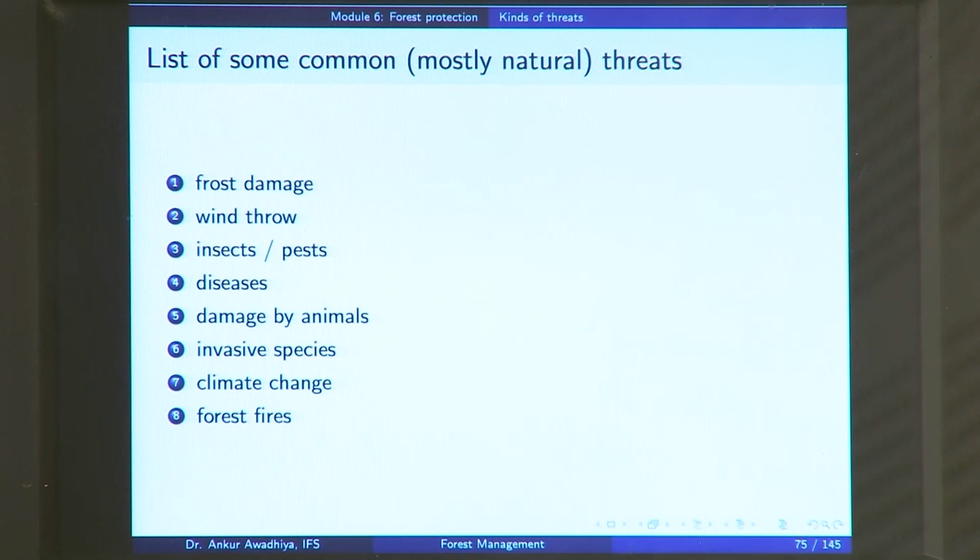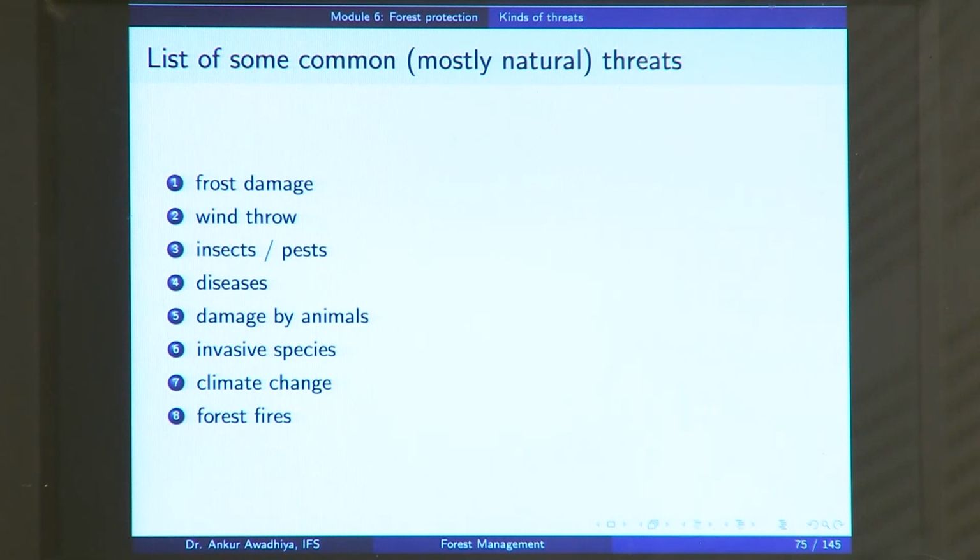Next, you have insects and pests. Now, insects and pests, if they increase in number, then you can have a possibility that a number of trees in your forest are getting infested at the same time, and once that happens, there might be a reduction in growth, a reduction in seed production, or even a large scale mortality because of the insects or the pests.